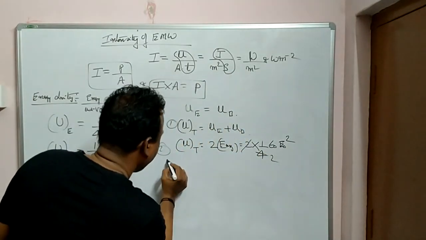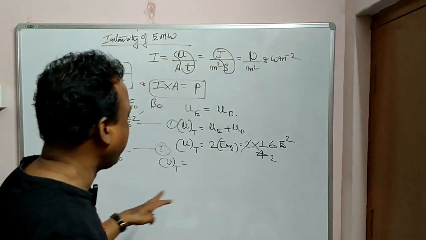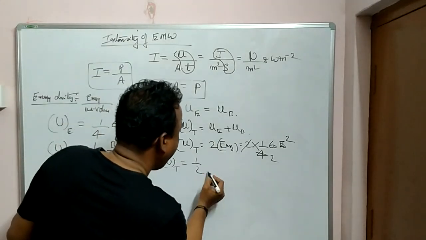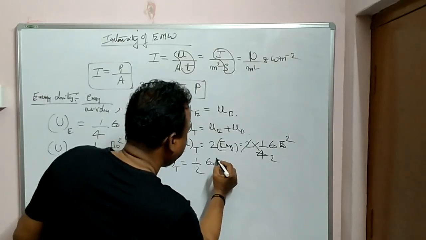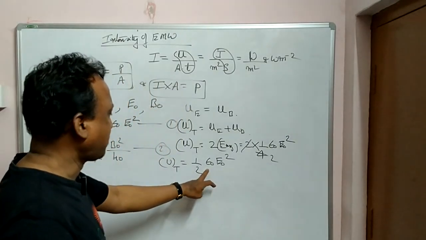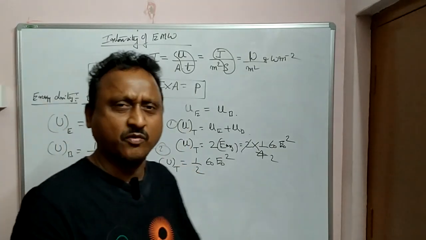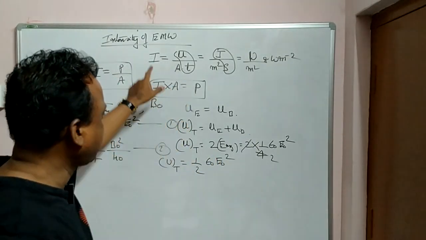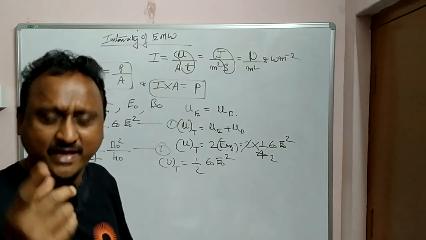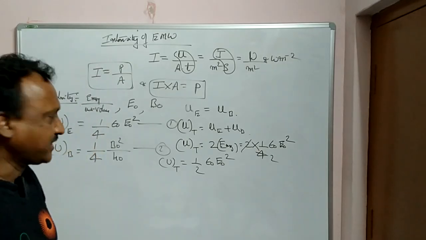So what is the total energy now? Energy density, in other words energy per unit volume, is equal to half epsilon naught E naught square, or half B naught square by mu naught. ఏదైనా ఒకటే. Both the energies. These formulas, why I am giving is, these are coming in the examination. Okay? These are coming in the examination.